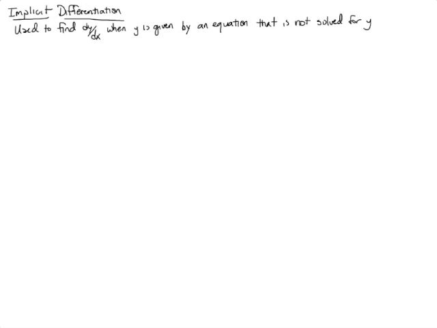So implicit differentiation is used to find the slope, the derivative, dy dx, when y is given by an equation that does not solve for y. So as an example, let's review the one we did in class. X squared minus 2xy plus 3y squared equals 4. We started this one, but we didn't finish, so I'll use this as an example here as well.